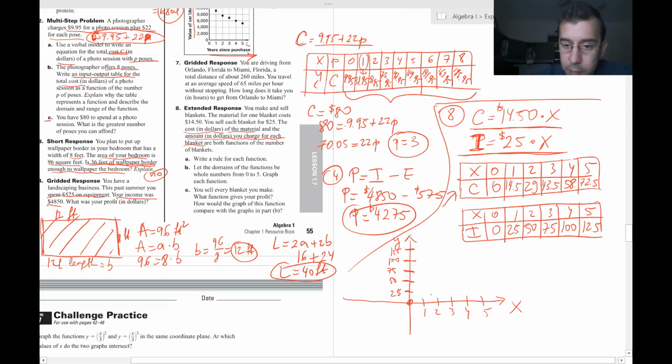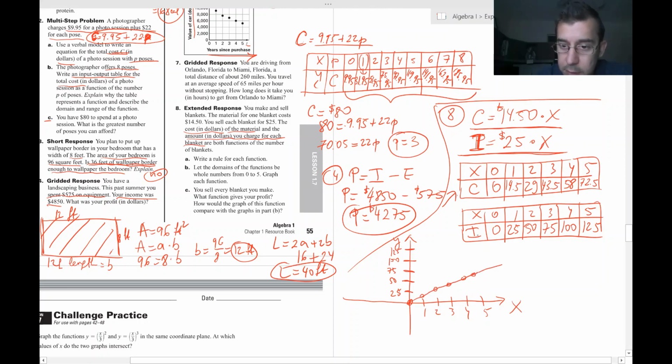So 1 and 14 and a half is somewhere there. 2 and 29 is somewhere there. 3 and 43 is somewhere there. 4 and 58 somewhere there. 5 and 72 is somewhere there. So it's like that.